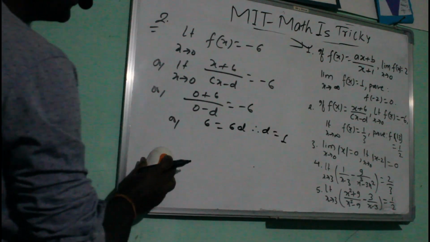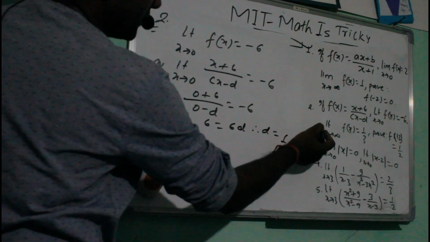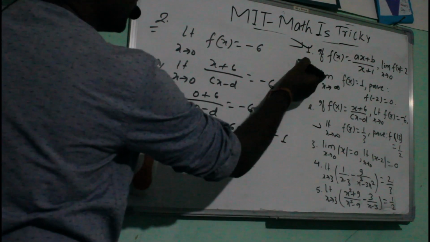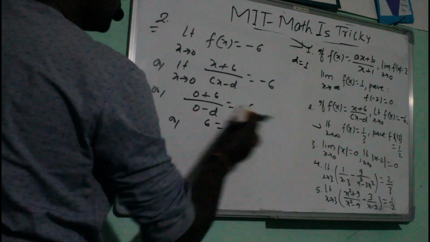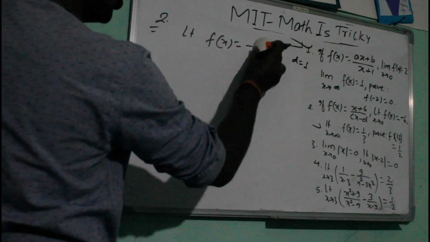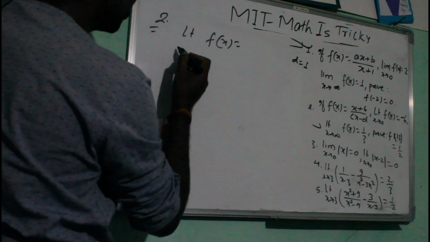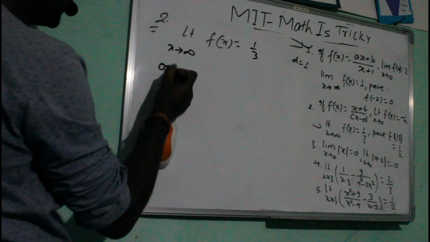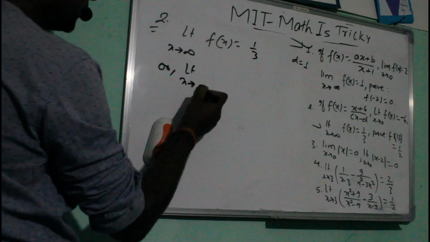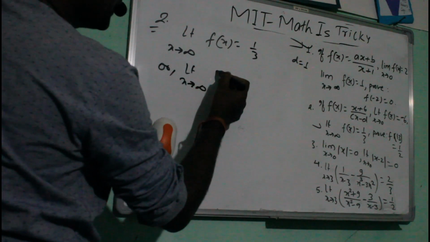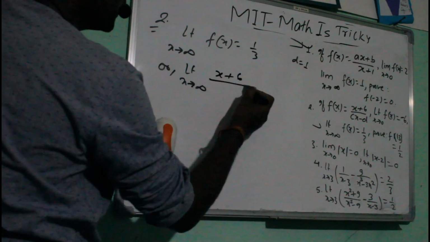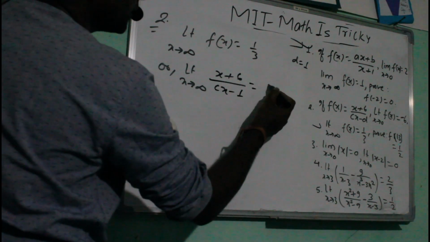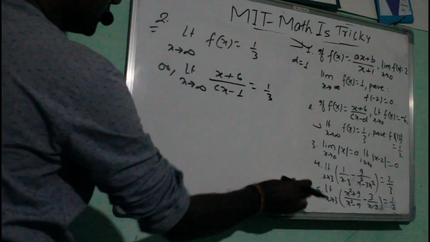Now let's find the value of c. For that we are given another condition. The value of d is, let me write, d equals 1. Now to find the value of c, let's see the second condition, x tends to infinity, f of x equals 1 by 3. So limit x tends to infinity, and f of x is x plus 6 by cx minus 1, and it is given to be 1 by 3. So let me write and solve it.